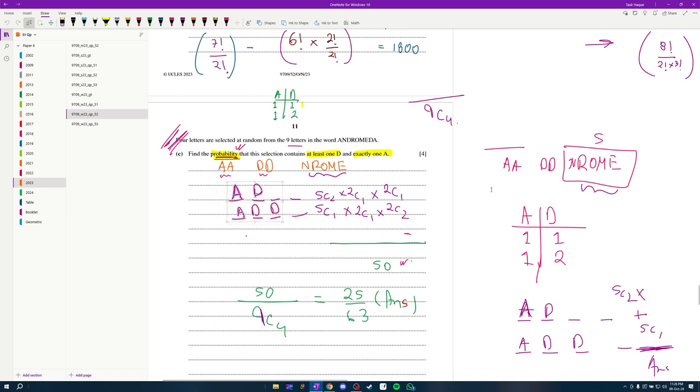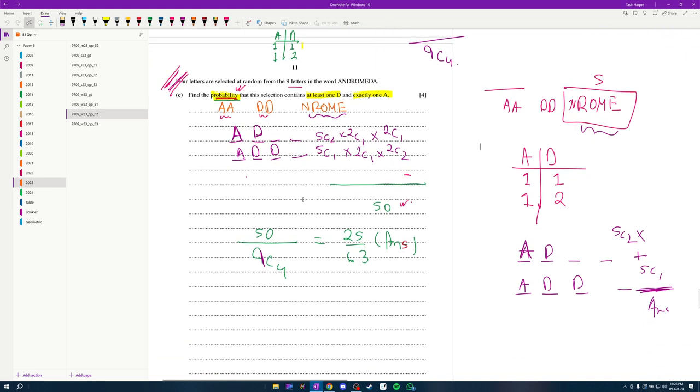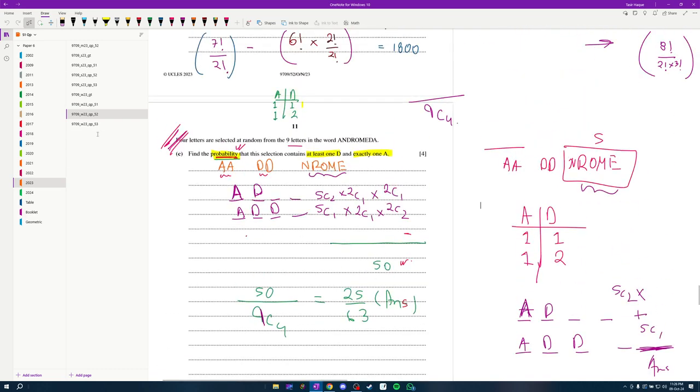And for these, since it's probability, the number of A's and D's do matter. So here we're picking 1 A out of the 2, so that's 2c1, and 1 D out of the 2, that's 2c1 again. And here it's 2c1 times 2c2 times 1 letter out of the 5, that's 5c1. Okay, there you go. 25, that's 50. And since it's probability, we need the total number of events in the denominator. So picking 4 letters out of 9, which is 9c4, we get 25 by 63.